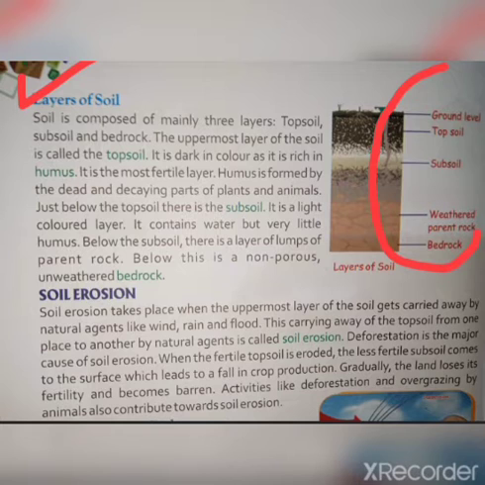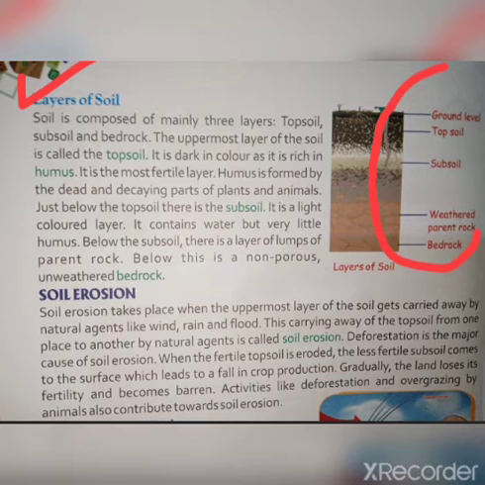Soil is composed of mainly 3 layers: topsoil, subsoil and bedrock. Okay, remember these 3 layers. What is this? Topsoil, subsoil and bedrock. The uppermost layer of the soil is called topsoil. Then after that it is called subsoil, and at last the lowermost layer is called the bedrock.